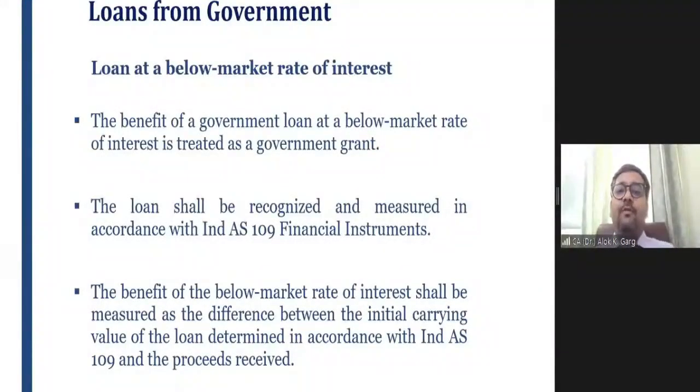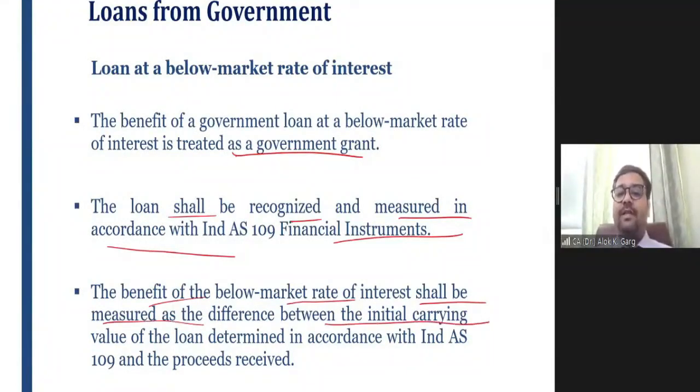The benefit of a government loan at a below market rate of interest is treated as a government grant. The loan shall be recognized and measured in accordance with Ind AS 109. The benefit of the below market rate of interest shall be measured as the difference between the initial carrying value of the loan determined in accordance with Ind AS 109 and the proceeds received. So we have done a practical case study on this. Clear, guys?